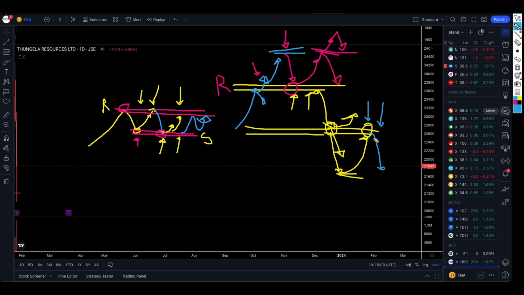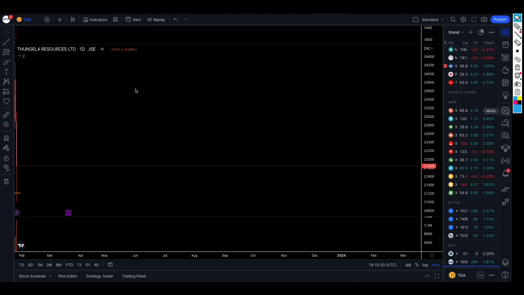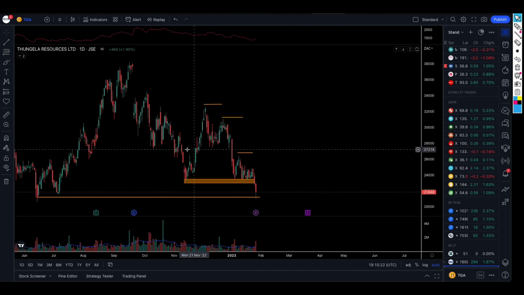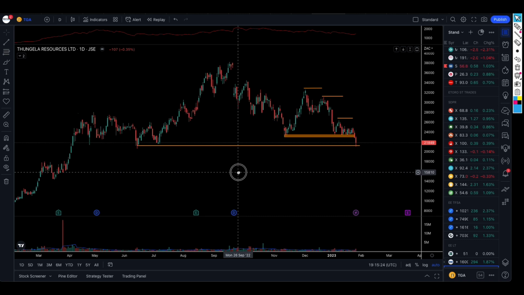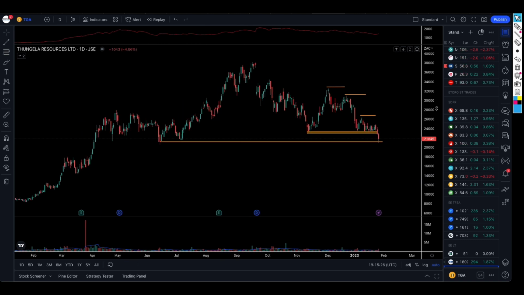So in that way, we can see that what was the previous support level has now turned into the new resistance level. So that is what we mean when we say the support can change into resistance, or the resistance can change into a support. So within the context of Thungela shares, at the moment we don't have shares in Thungela. We can look at the previous price action of Thungela. We can see Thungela was going up there.